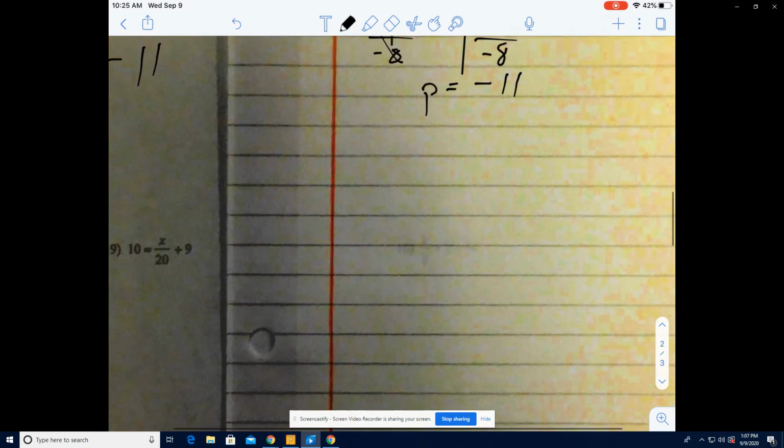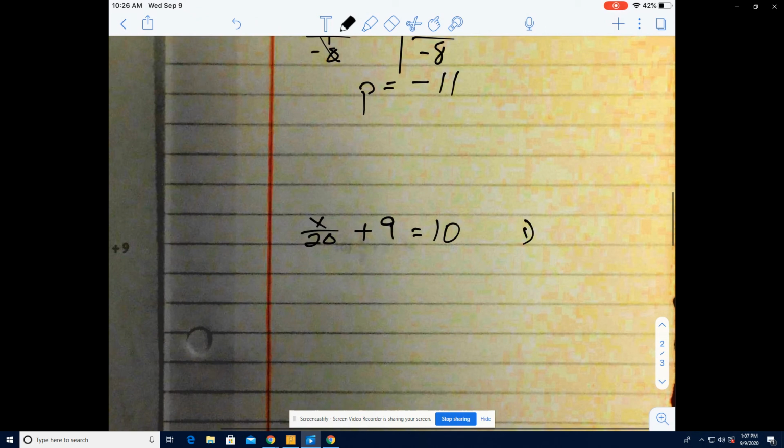This time I want to switch the sides, so I've got x over 20 plus 9 equals 10. My first step is to get rid of addition or subtraction, so I'm going to look and see it says plus 9, so I'm going to do the inverse of addition. To get rid of plus 9, I got to subtract 9 on both sides of the equal sign. So x over 20 drops down, equal sign drops down, the 9's cancel. 10 minus 9 is 1.